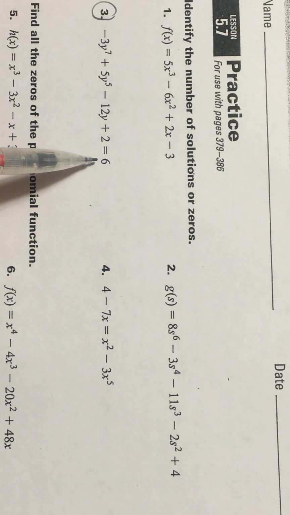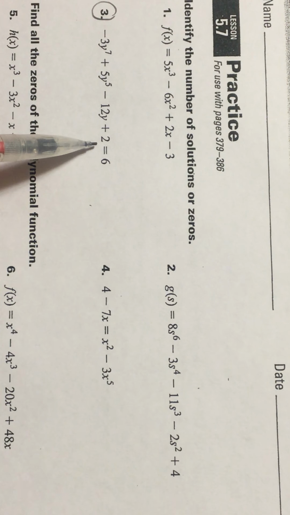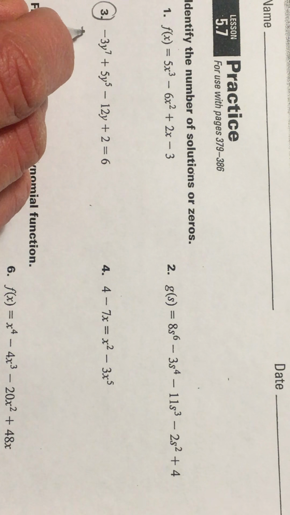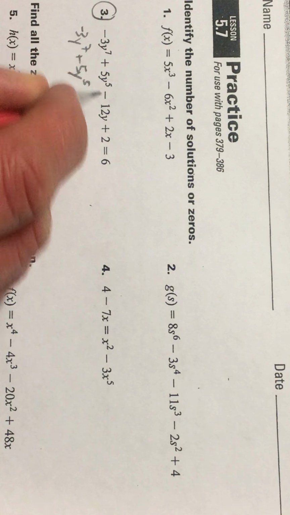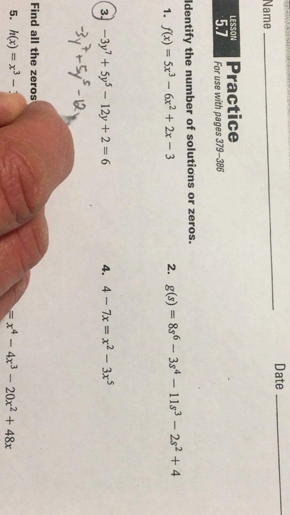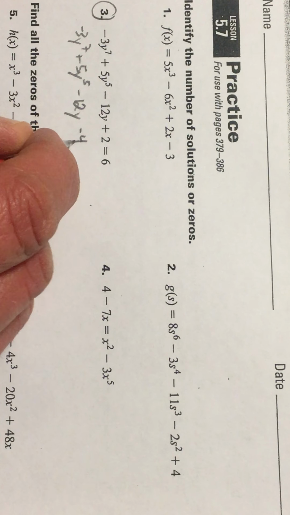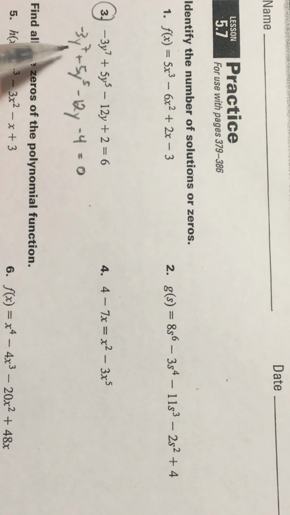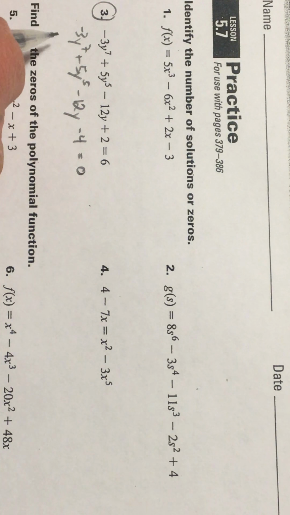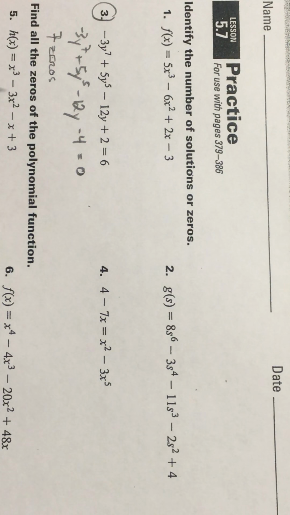So let's put it in standard form. Basically, I just got to subtract the 6. So minus 3y to the 7th, 5y to the 5th, minus 12y, subtract 6, that leaves me with a minus 4. So now we're in standard form. My highest degree is 7, so I am going to have 7 zeros. Okay, and I will not know how many are real until I graph it.